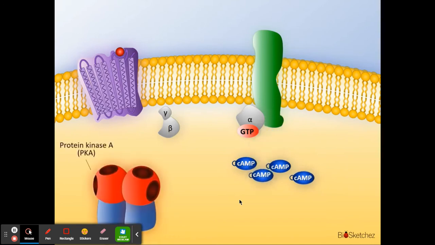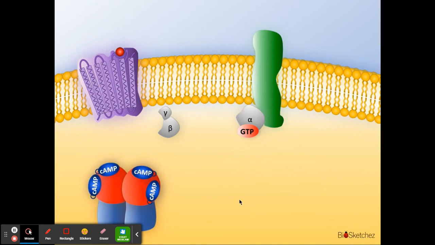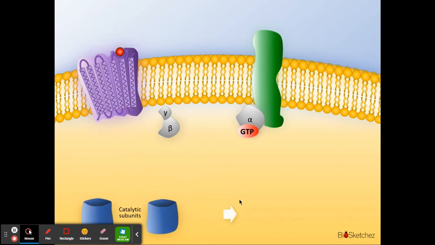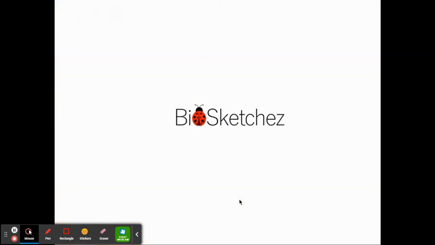Well, cyclic AMP really only has one job, and that is to activate protein kinases. And when we activate protein kinases, they in turn have only one job. What they do is they activate or inactivate other enzymes. And so we get this cascade.